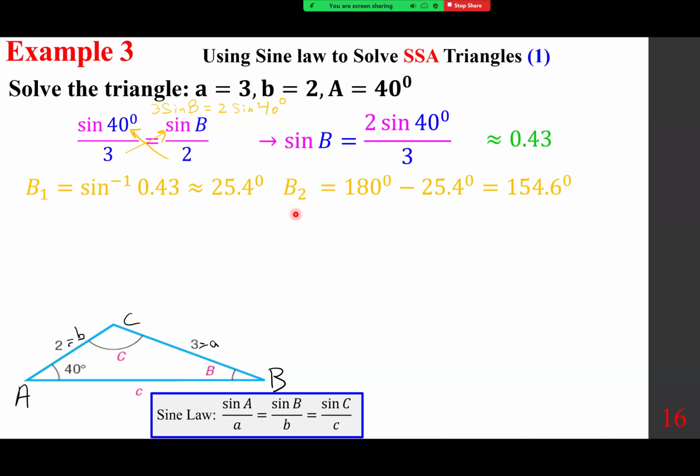B sub 2. The reason I call this B sub 1 is because when sine is positive, it has two answers from 0 to 2 pi: one in the first quadrant, one in the second quadrant. So the first quadrant acts as the reference arc. To get to the second quadrant, subtract this from 180. I hope everybody remembers this.